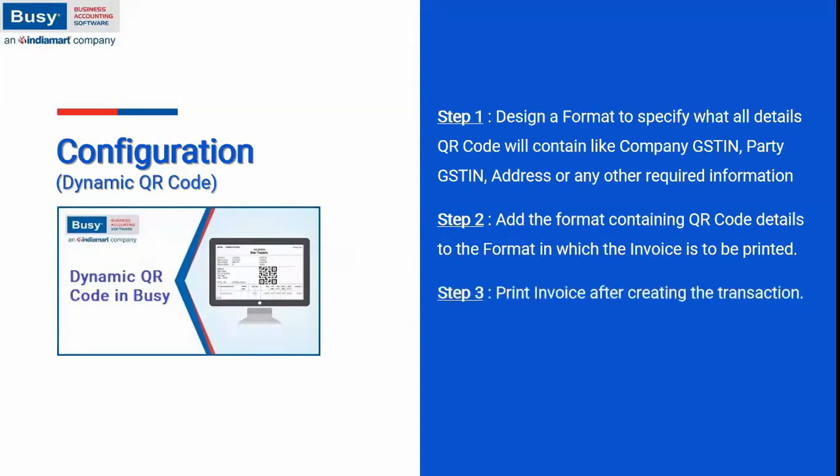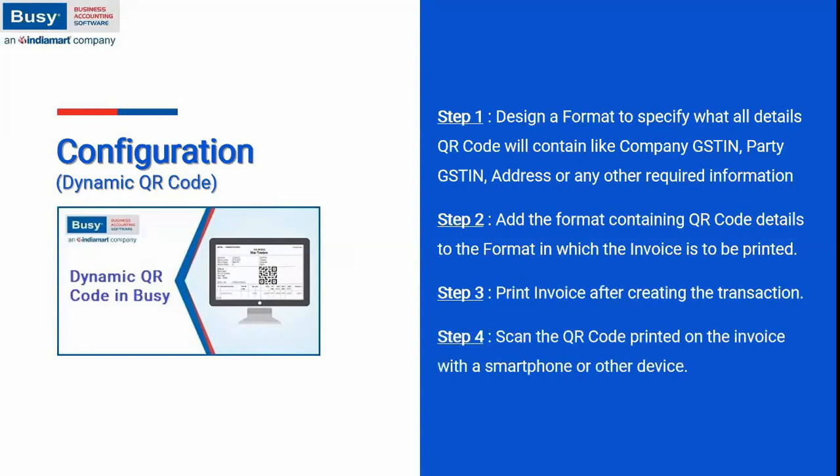And step number three is print the invoice after creating the transaction. This will be the third step. Fourth step is scan the QR code printed on the invoice with a smartphone or other devices. Nowadays, in all mobile phones, in the Play Store or App Store, we have a QR code scanner app. You have to download that application on your mobile phone.